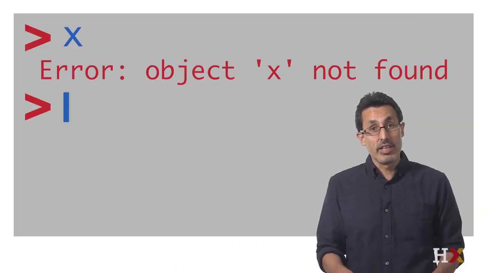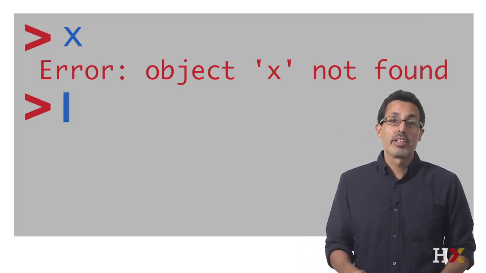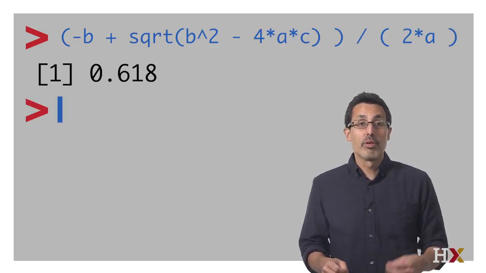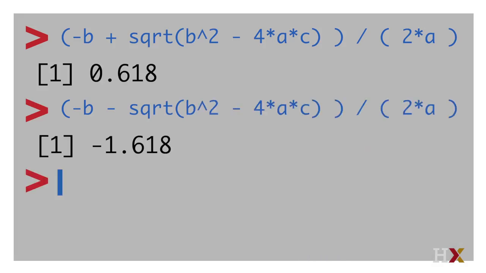Now, if you try to recover the value of a variable that is not in your workspace, you'll receive an error. For example, if you type x, which we haven't defined, you will receive an error message that says, error, object x not found. Now, since these values are saved in variables, to obtain a solution to our equation, we use the quadratic formula. We type it out in R. We do that, we get 0.61 for the first solution and negative 1.61 for the second one.